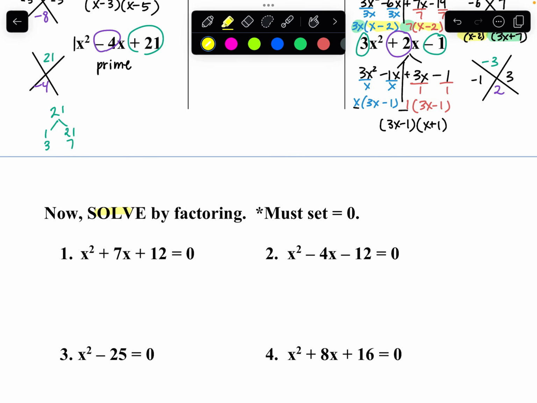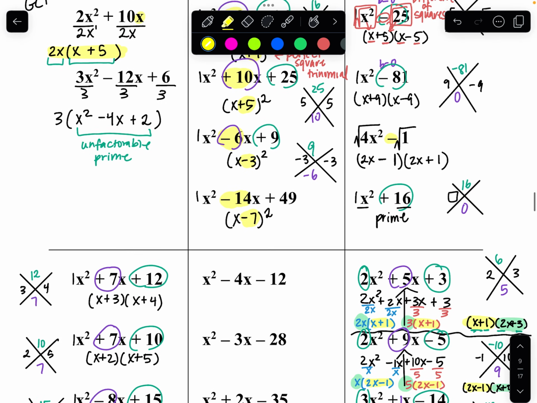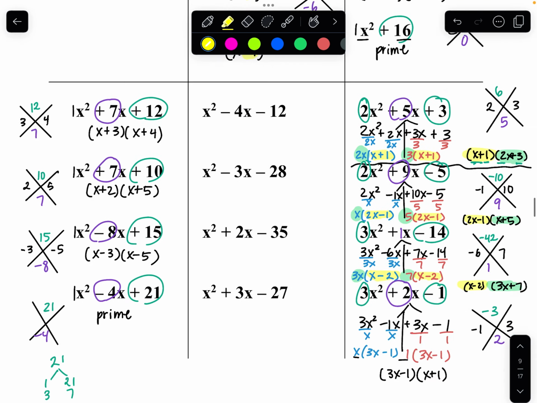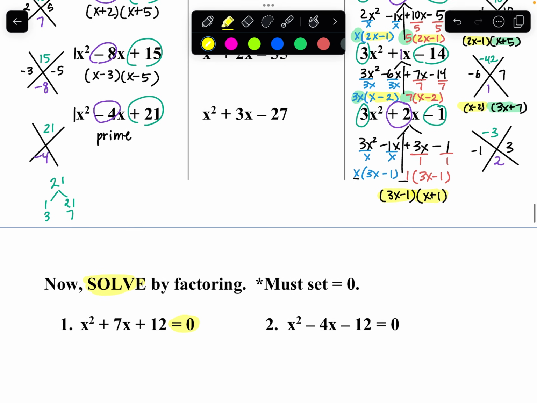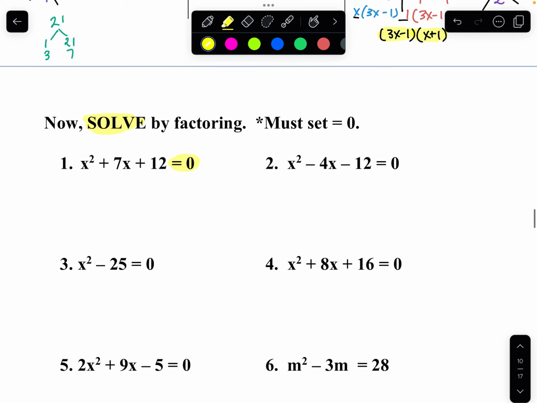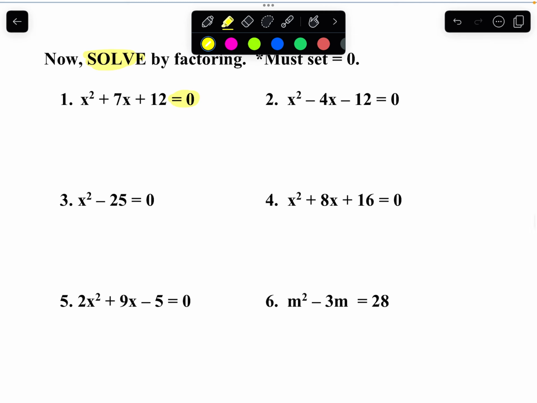That is very different than factoring. Okay, so when it says solve, there's going to be equal signs. Here we were just factoring. And so when you're factoring, you're just getting the parentheses like this. When I say solve, you're trying to find what x equals, like when you use the quadratic formula. Factoring is just the method.